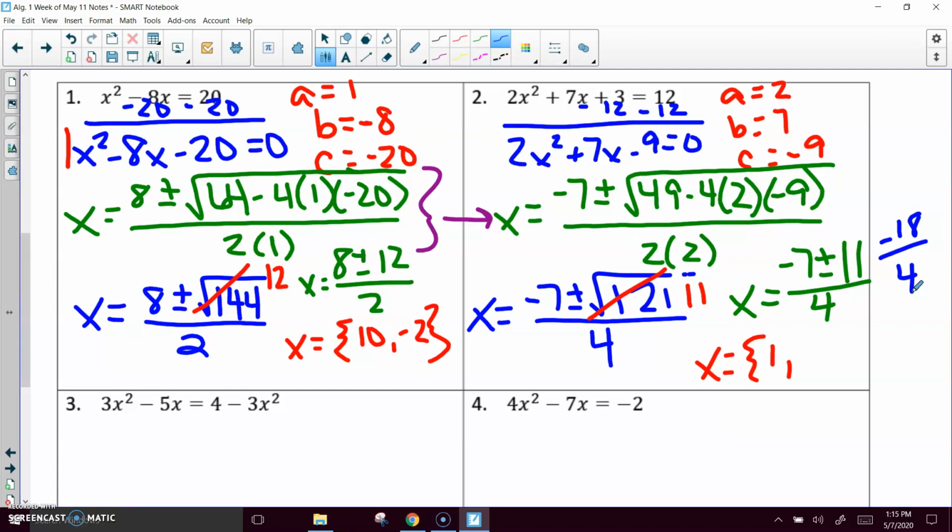Because it's not an integer, let's just simplify the fraction, and we would prefer that you write it as an improper fraction instead of a mixed number. So what are both 18 and 4 divisible by? They are both divisible by 2. So let's divide each of them by 2, and we get -9 over 2.